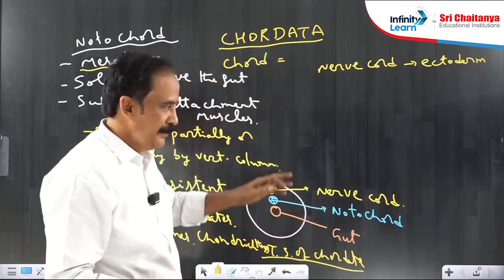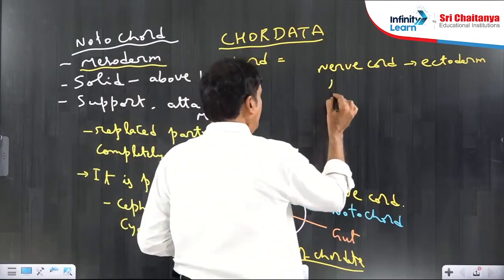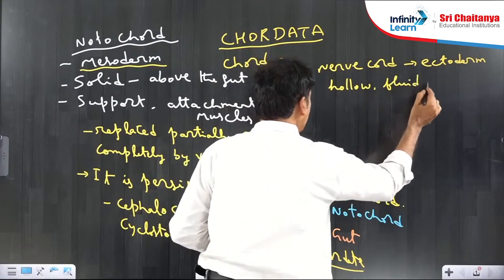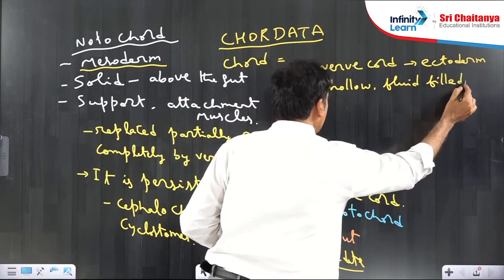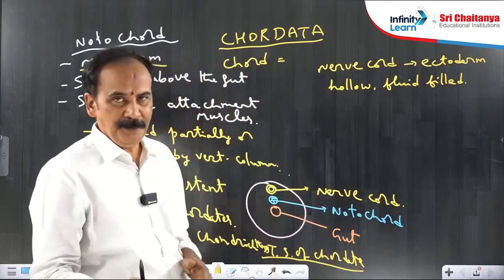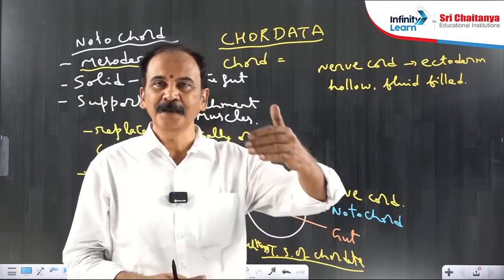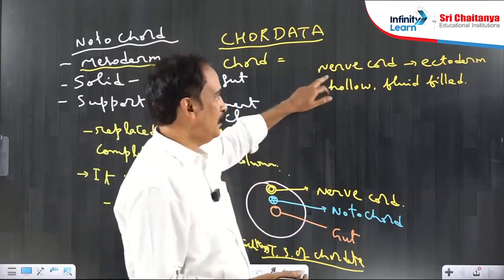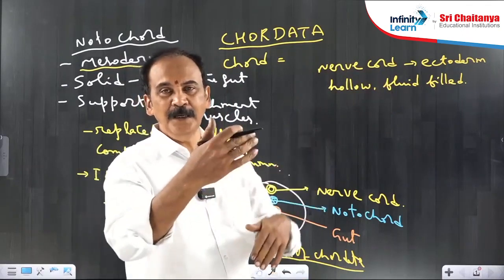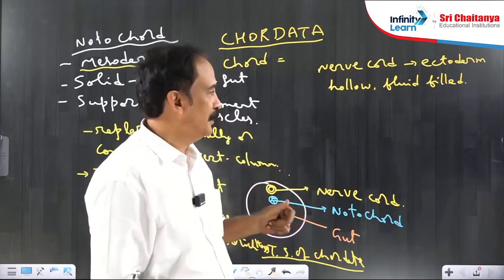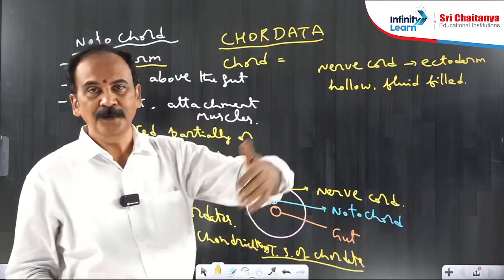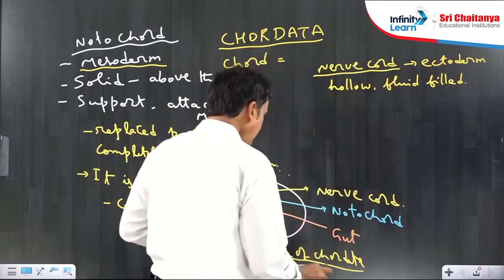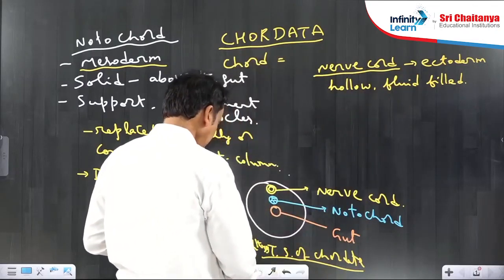Right? So as I said, this is a hollow structure, this is filled with the fluid, and this is again replaced in case of vertebrates. The anterior part will become the brain, and the posterior part develops as the spinal cord. Even the nerve cord will get replaced by the brain and spinal cord in vertebrates. This is present as the nerve cord in the chordates called protochordates. And we have the nerve cord being different in chordates and non-chordates.